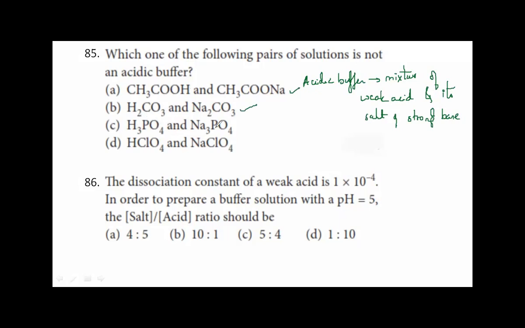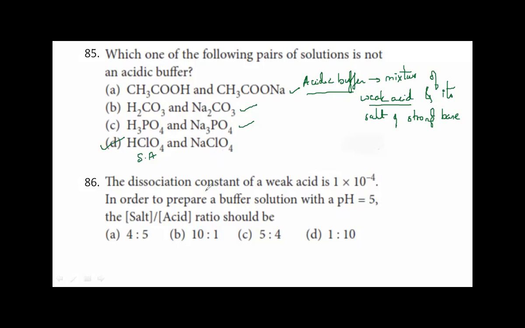Weak acid H3PO4, its salt of a strong base, correct. HClO4 itself is a strong acid. But we know that an acidic buffer means it should have a weak acid, and HClO4 is a strong acid. Therefore, it is not an example of an acidic buffer. So option D is not an example of an acidic buffer.